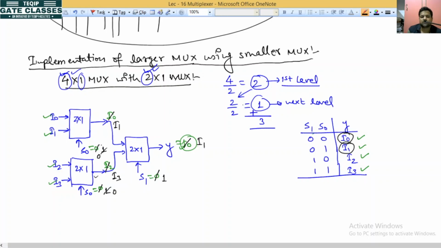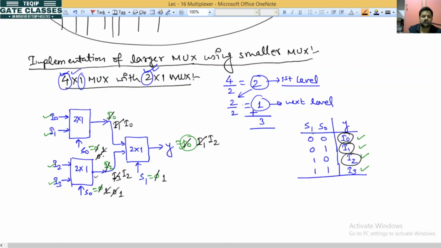if this is the case, then S0 is 0 means I0 again goes on to the output. Now here we have I2 on the output. Now we have S1 equal to 1, so I2 will go on the final output. So again we get I2. Okay na? Now we have 1 1.